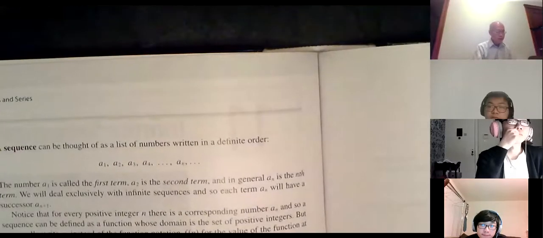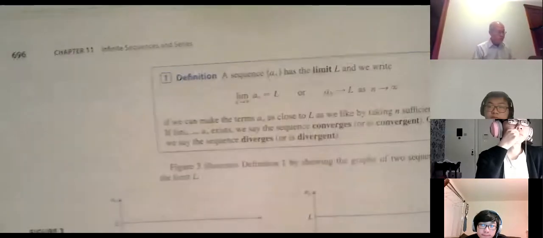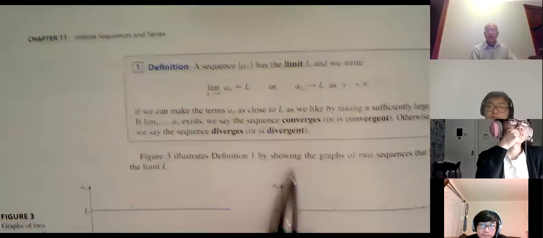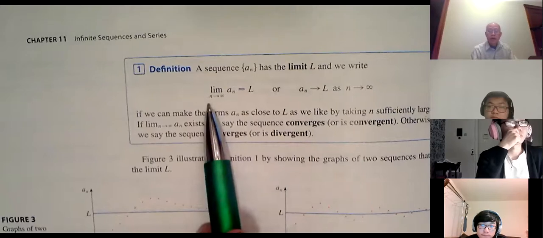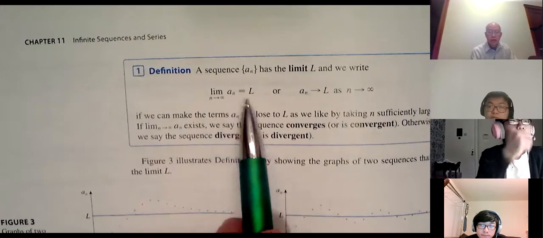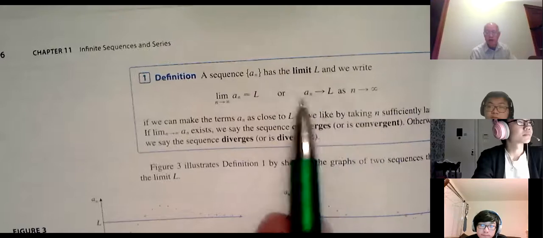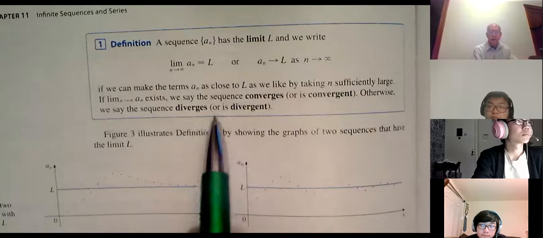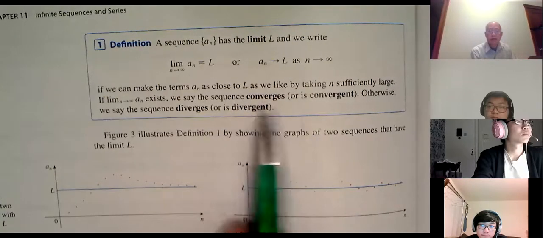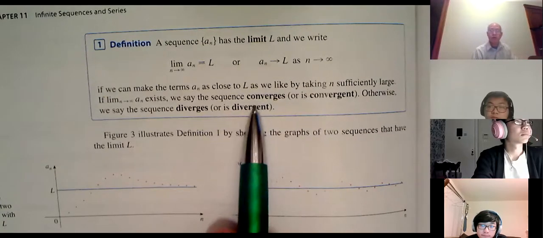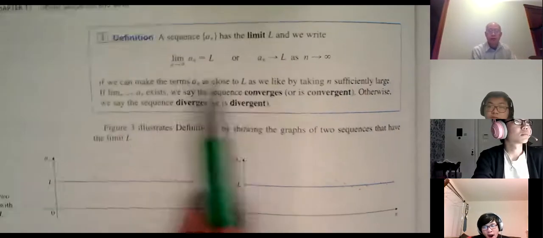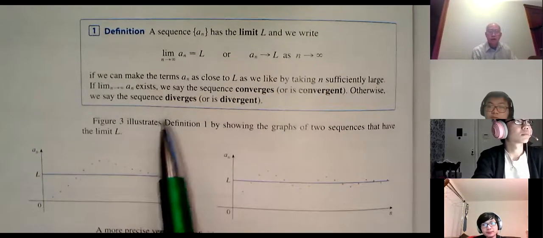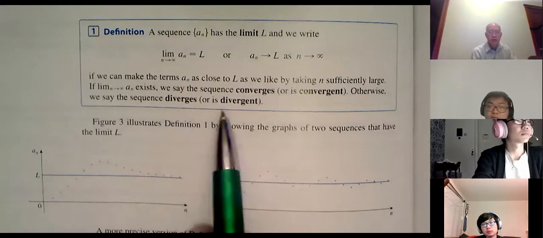Okay, so that's not that big a deal. So those are sequences. A sequence can have a limit. As n approaches infinity, do the terms approach any number, or might they approach infinity or negative infinity? If we approach a number, we say the sequence is convergent, or the sequence converges. So converges, convergent, converge, if we approach a real number. If we do not approach a real number, we say the sequence diverges or is divergent.